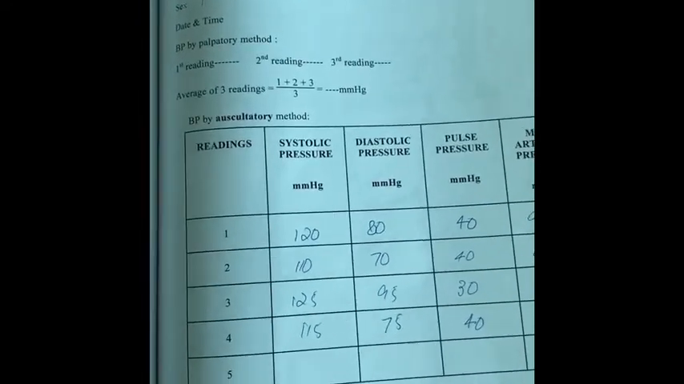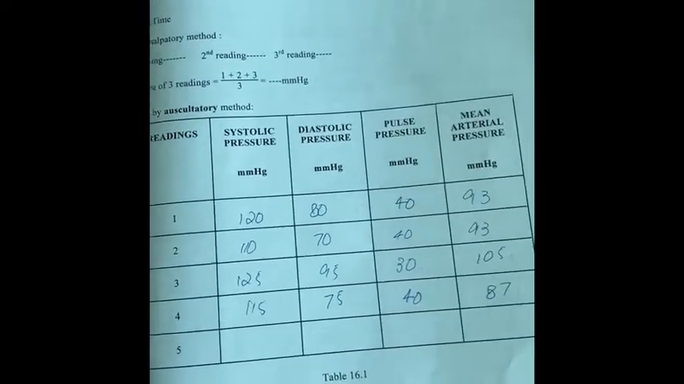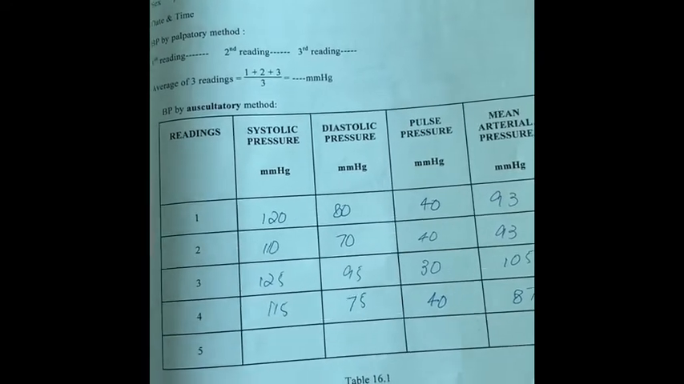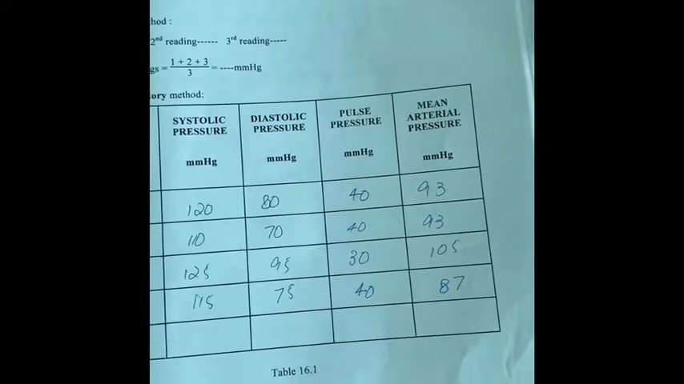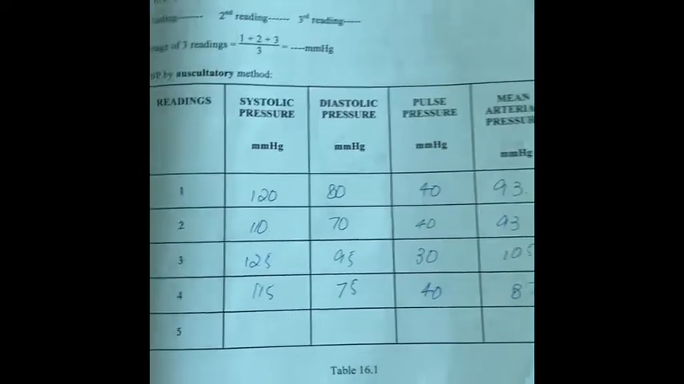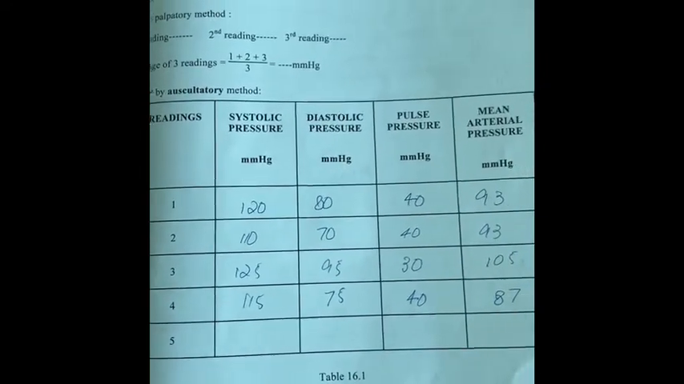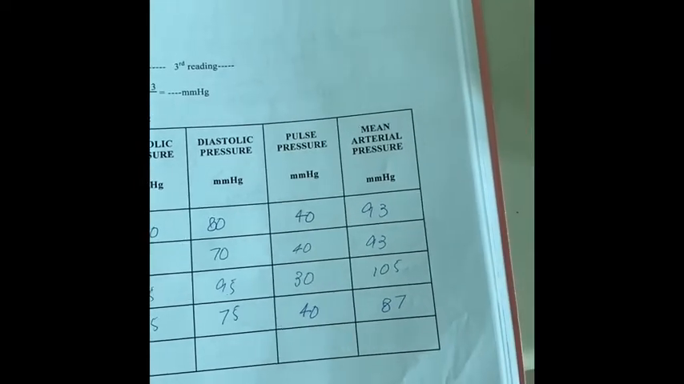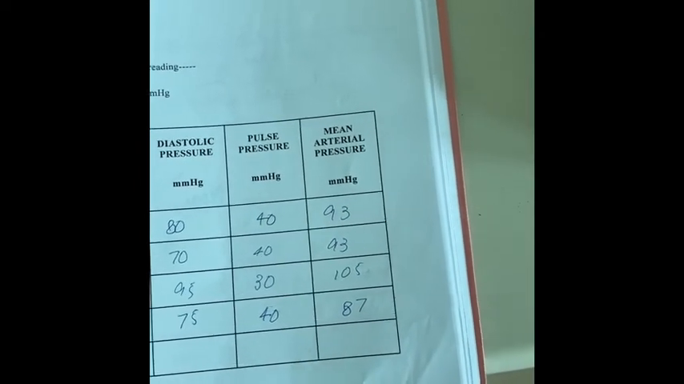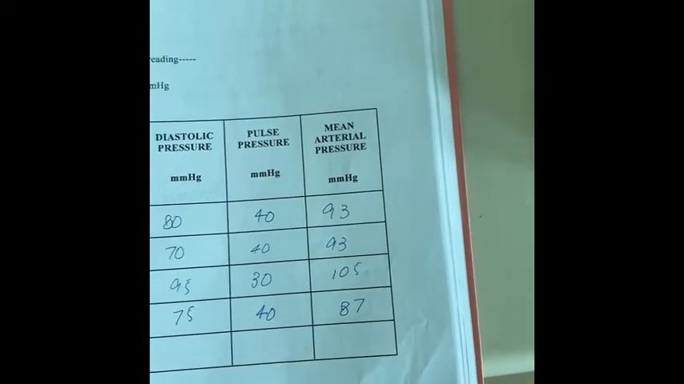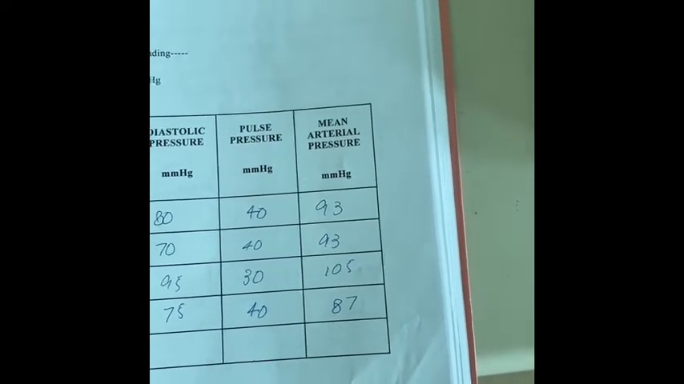By using the auscultatory method, we will record the systolic blood pressure and then the diastolic pressure. Pulse pressure you will estimate by subtracting the diastolic pressure from the systolic pressure, and then mean arterial pressure you can calculate by adding the diastolic pressure and 1/3 of the pulse pressure. When you add, that will give you the mean arterial pressure.